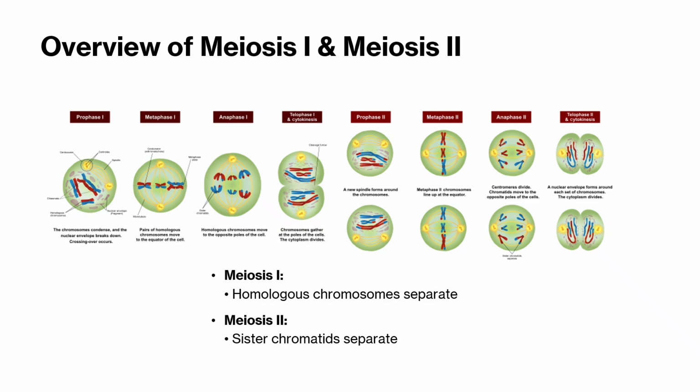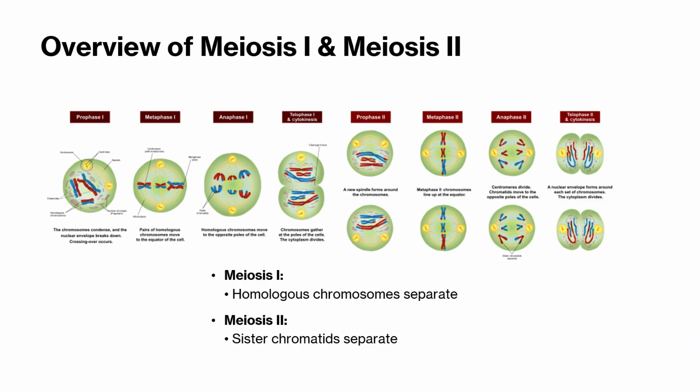Meiosis consists of two divisions, Meiosis I and Meiosis II. During Meiosis I, homologous chromosomes, pairs you inherit from each parent, separate. This is the major chromosome reducing division that turns diploid cells into haploid cells.